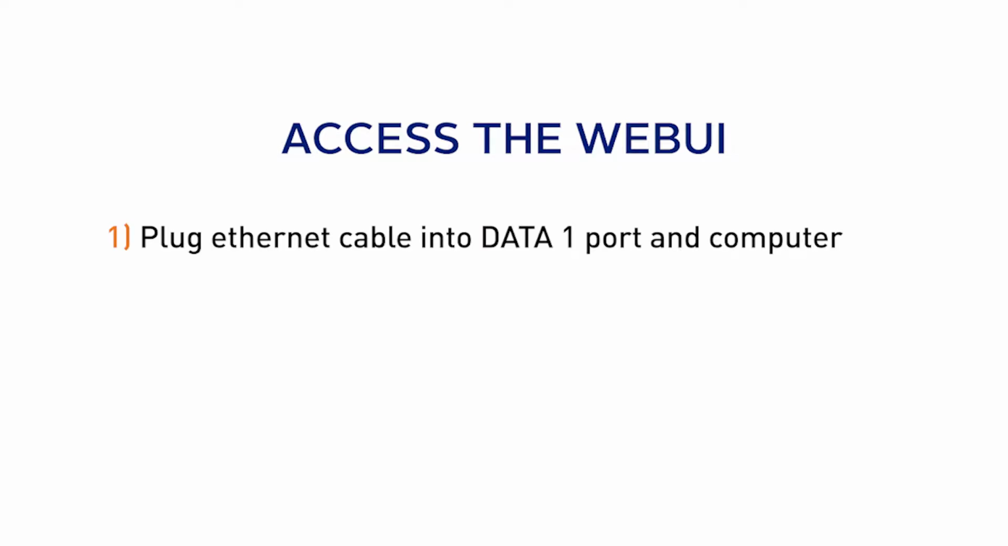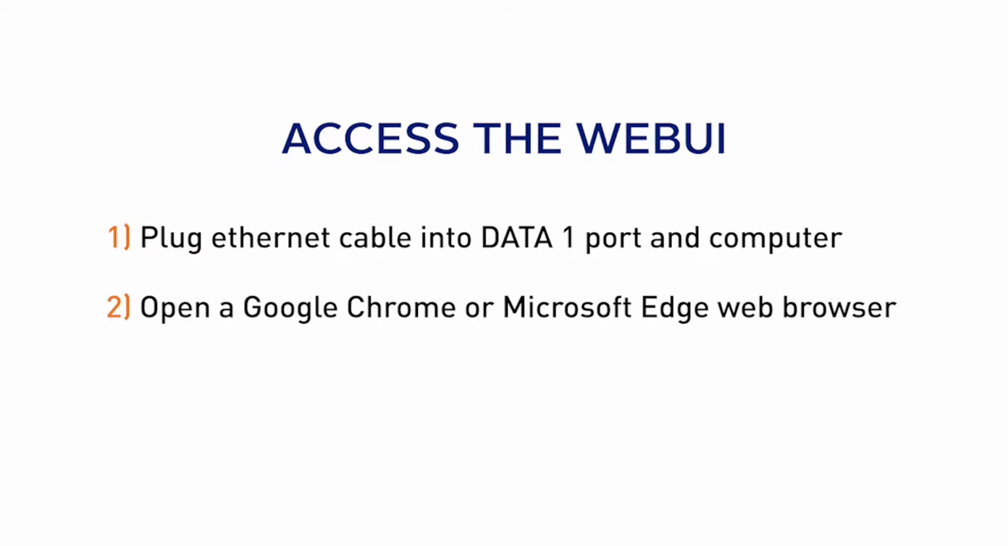First, we need to access the Web UI. To do this, plug an Ethernet cable into the ThreatBlocker Data 1 port and then into your host computer. Open a Google Chrome or Microsoft Edge web browser.